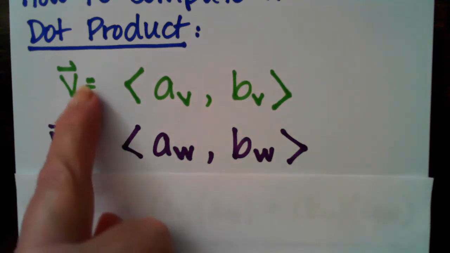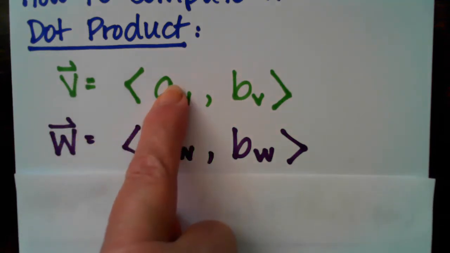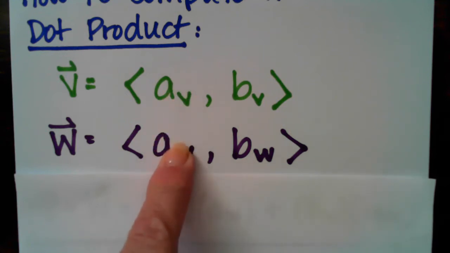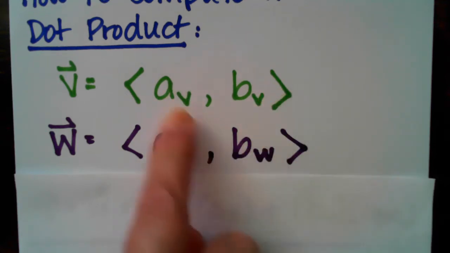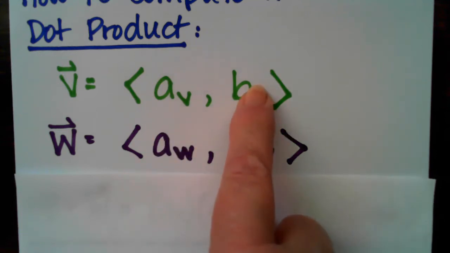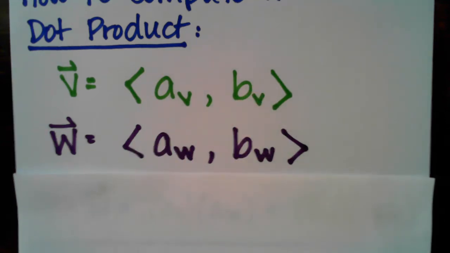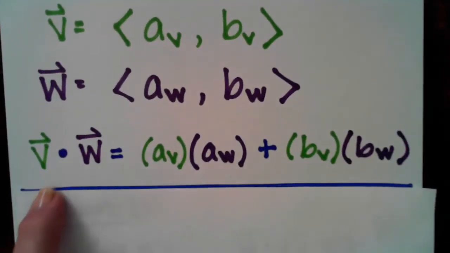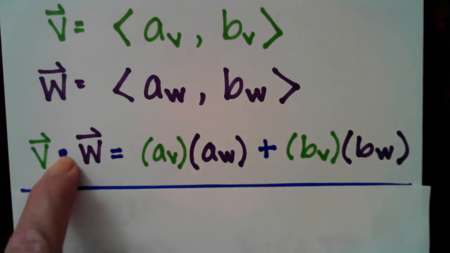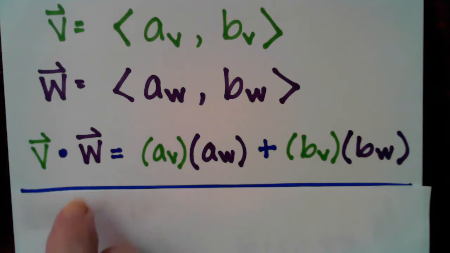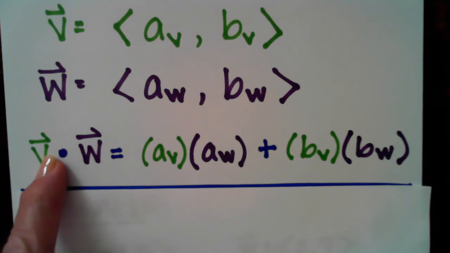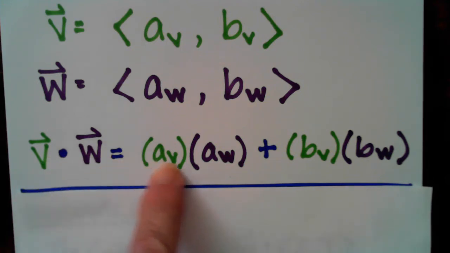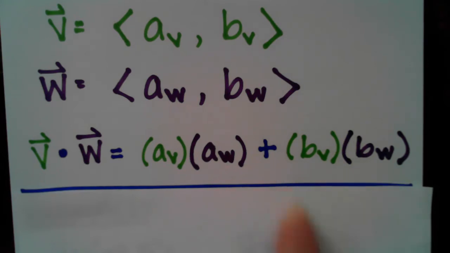To find the dot product of these two vectors, I'm going to multiply their a's together. I'm going to multiply their b's together, their horizontal component. I'm going to multiply their vertical component, and then I'm going to add those two products. And so this is how we write that equation. We say the dot product. Now, this little symbol is a larger dot. It's not a small dot like we use for multiplication. It's larger than that. And this says the dot product of vector v and vector w is the a's multiplied plus the b's multiplied, the horizontal and the vertical parts of the components.